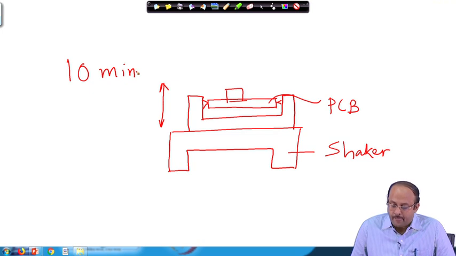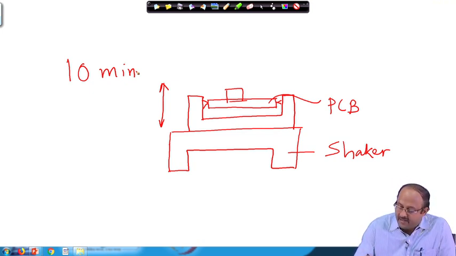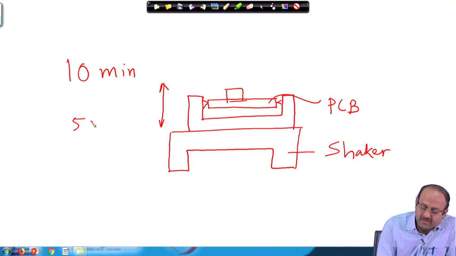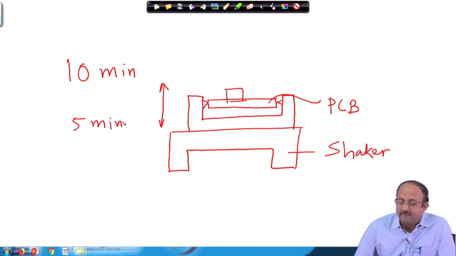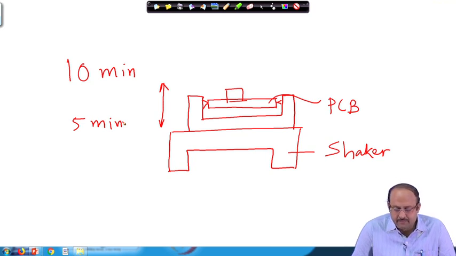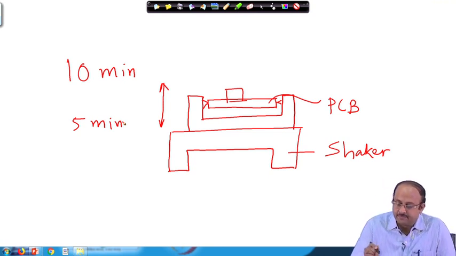Now, if preferred axes are given, then we vibrate it in all three axes, and these 3 axes are given vibration for, let us say, 5 minutes. So, it is not vibrated for 10 minutes for each axis, but 5 minutes for one axis, then the other axis also for 5 minutes, and so on. So, cumulatively 15 minutes of vibration is given. Now, that is the aspect of orientation.